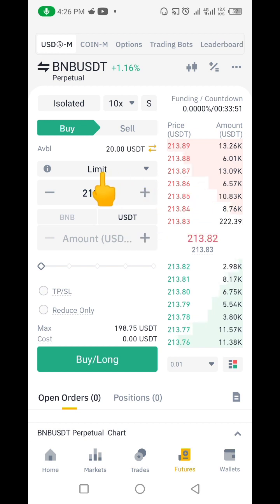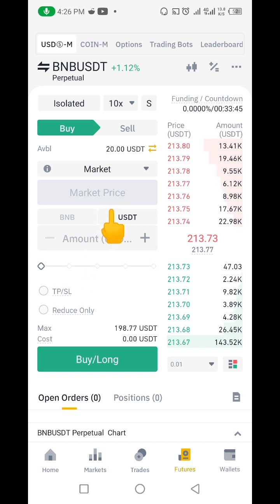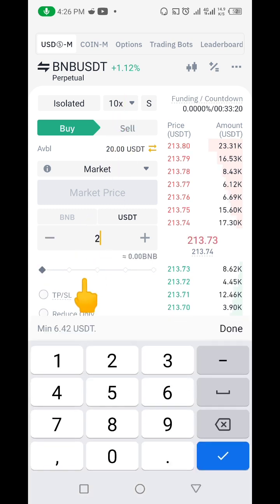So let's go to market now. You look at this market here, click on it and come to market. I'm going to choose market now. You can see it's on market now, right? So here I want to buy at this market price, which is 21373, right? So here I'm going to put in my 200. Remember, the amount of money that I actually have in this particular account is $20, but I'm using $200 now because it's times 10, right? So I'm going to put in $200 here.